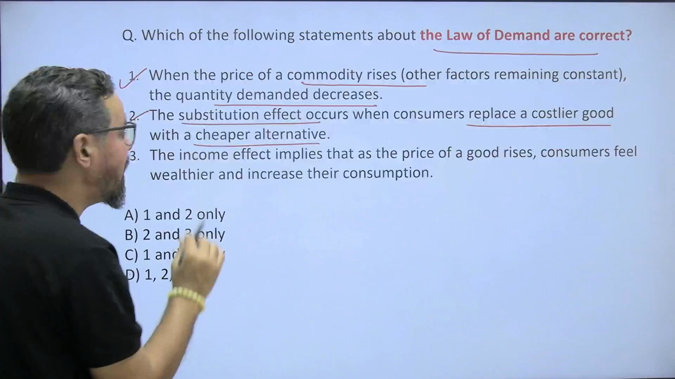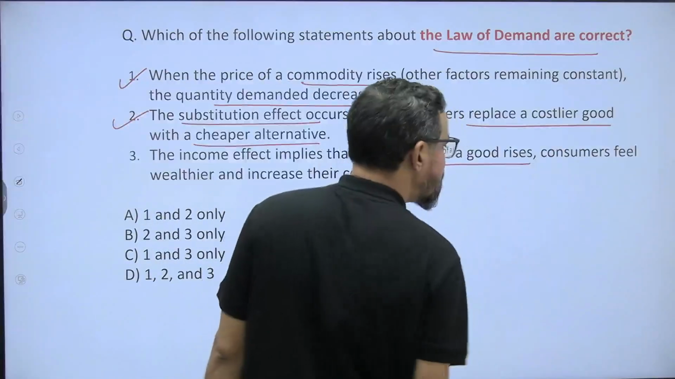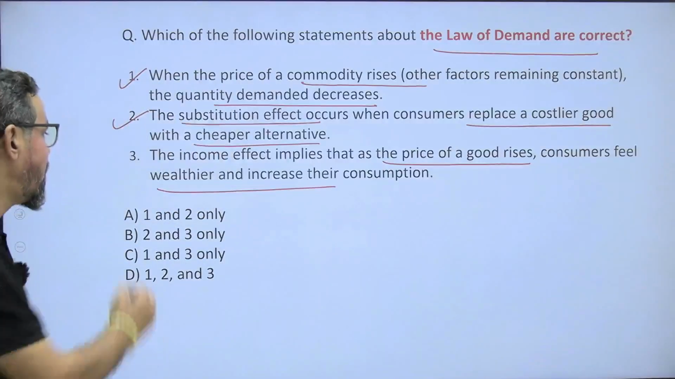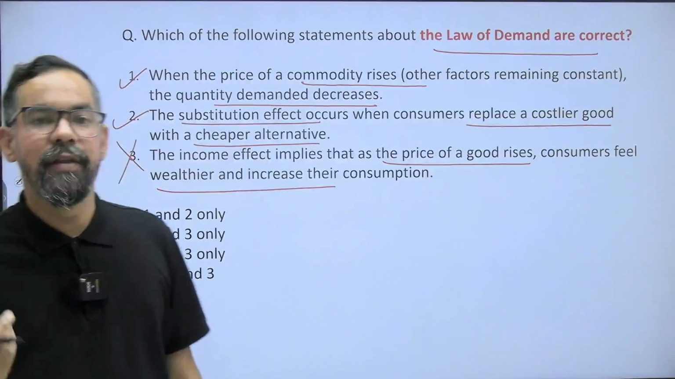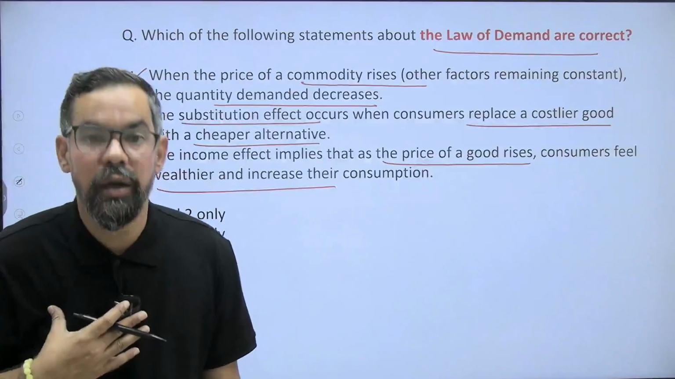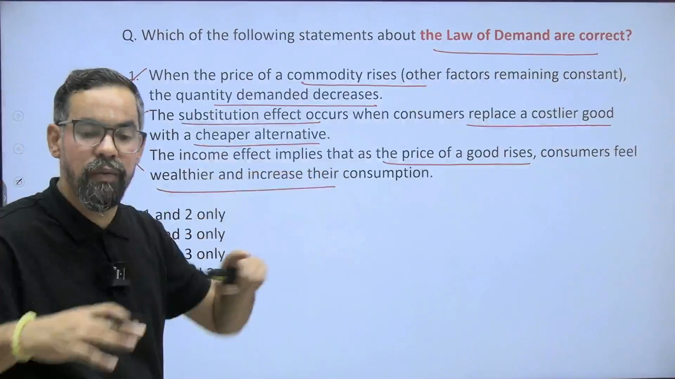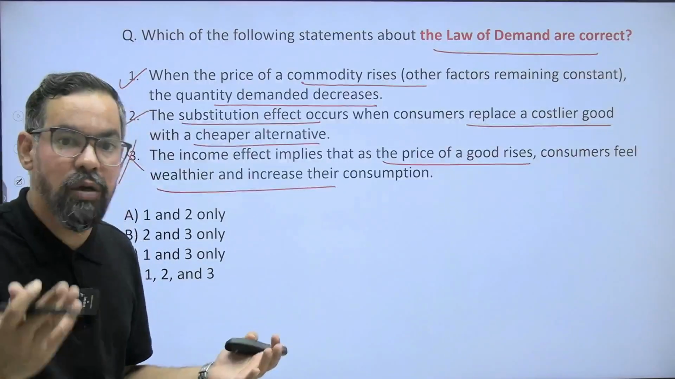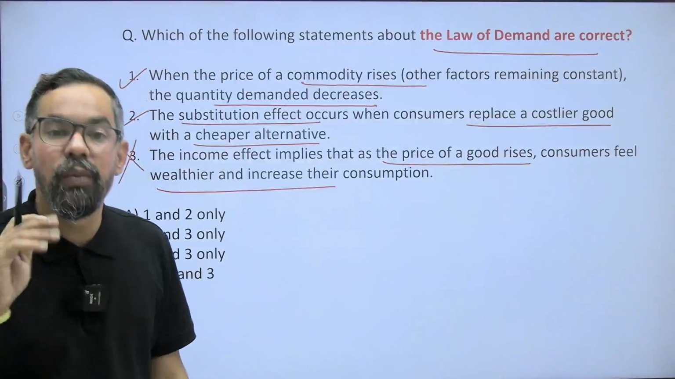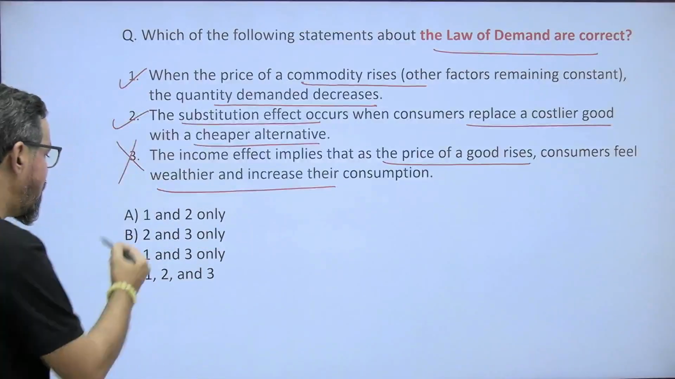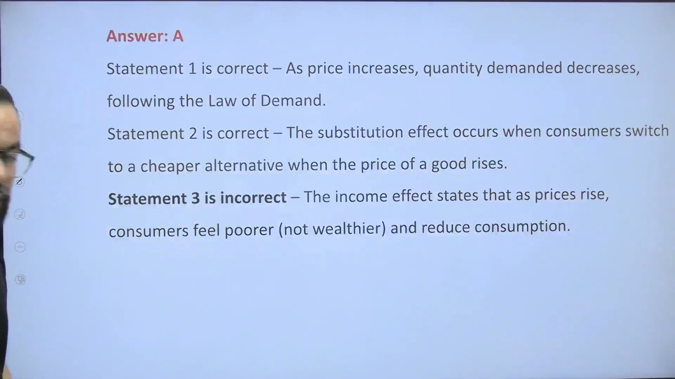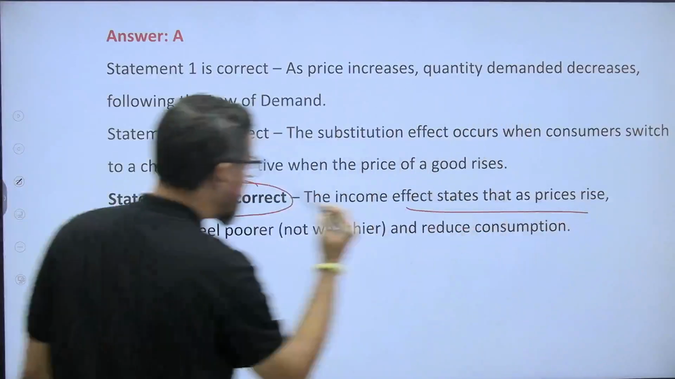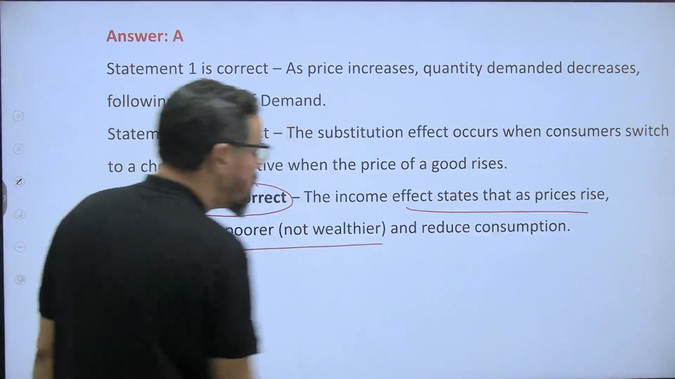The income effect implies that as the price of goods rises, consumers feel wealthier and increase their consumption. This is wrong, right? Let's say there is inflation in the market, we feel poorer, not richer, right? If the prices of normal goods and services increase, because our income level is fixed and not changing simultaneously, we will feel poorer in that situation. That's why it is wrong. So 1 and 2 means option A will be the correct answer for this one. Statement 3 was incorrect. The income effect states that as prices rise, consumers feel poorer, not wealthier.